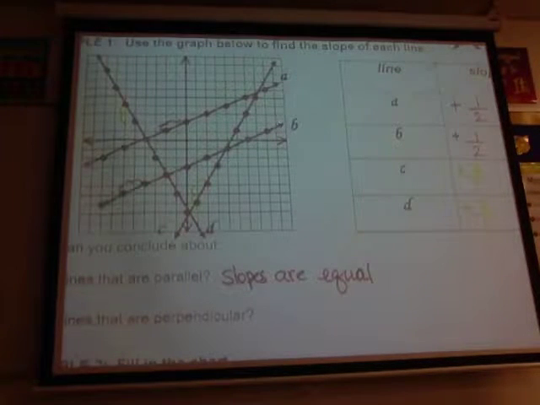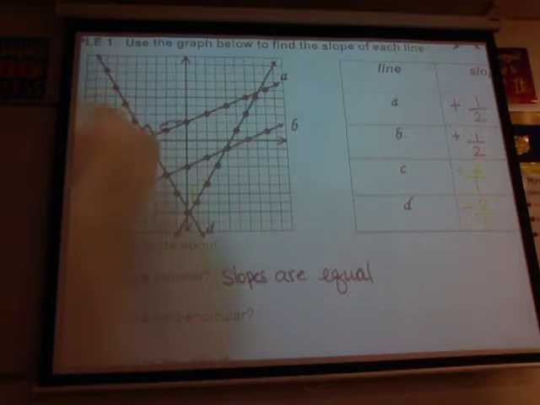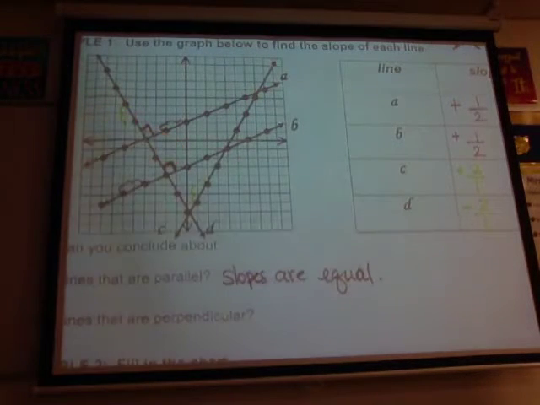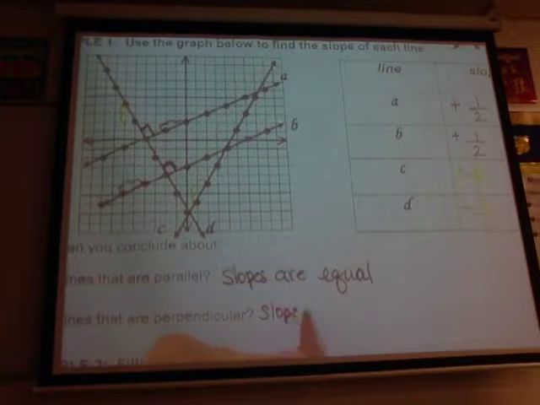Do you see anything that looks perpendicular? A and D. Anything else? B and D as well. Those are perpendicular. Now tell me, what do you notice about the slopes there? Opposite reciprocals. Okay? So slopes are opposite reciprocals.